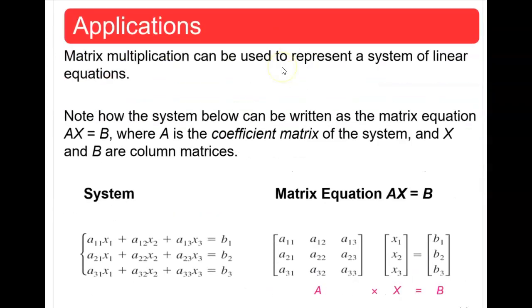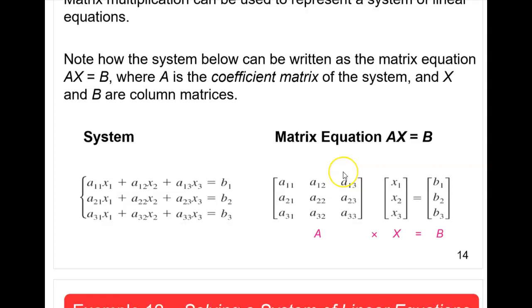Okay, so applications. Matrix multiplication can be used to represent a system of linear equations. Note how the system below can be written as the matrix equation AX equals B. We will go over this more in detail in section 8.3. We call this the coefficient matrix.